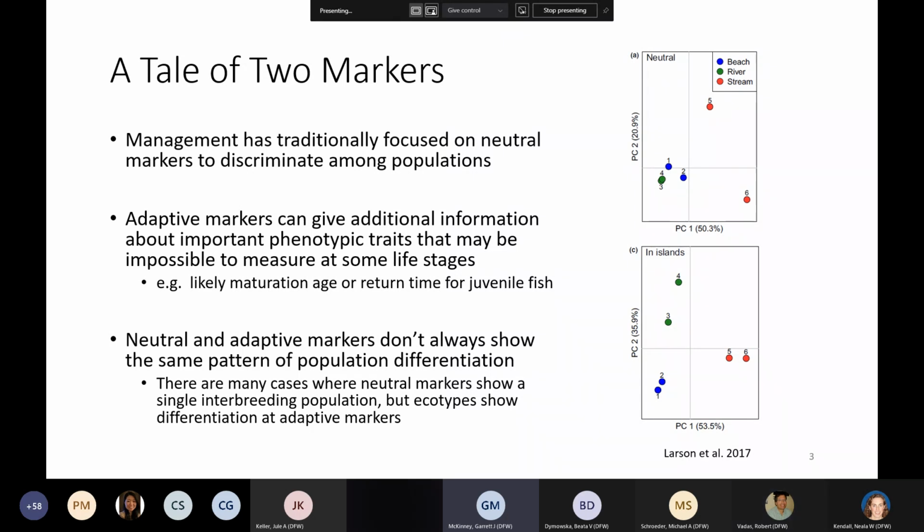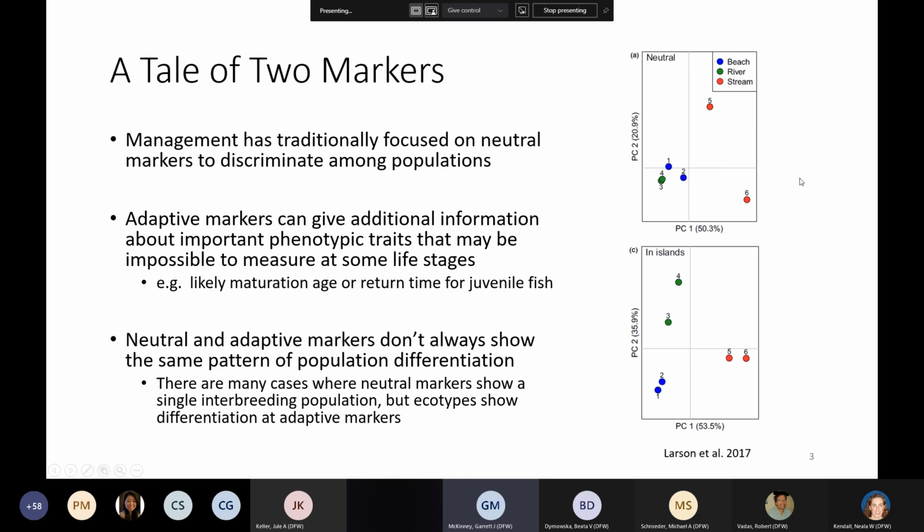Neutral and adaptive markers also don't always show the same pattern of population differentiation. There are lots of cases where, if you look at the neutral markers, it'll look like a single interbreeding population, but ecotypes would show differentiation at adaptive markers. These figures on the right are from a paper by Larson et al. looking at sockeye salmon in the Wood River. Three different ecotypes were examined: beach spawners, river spawners, and stream spawners.